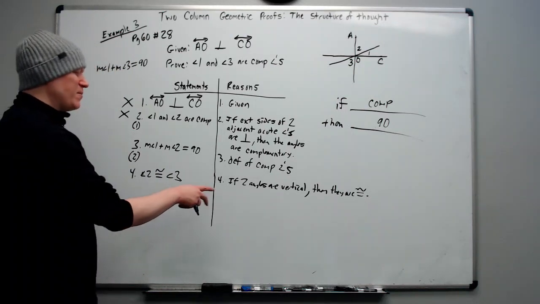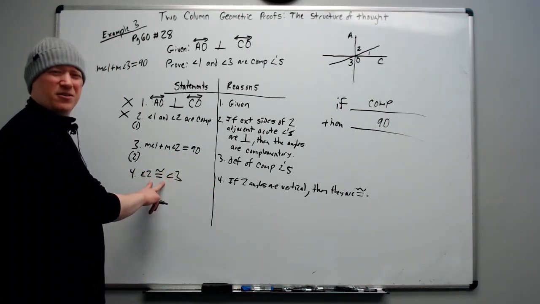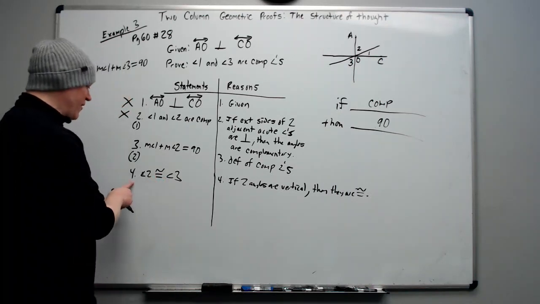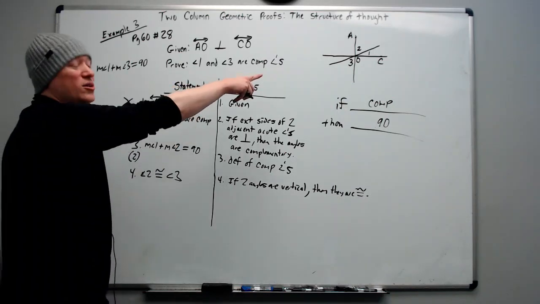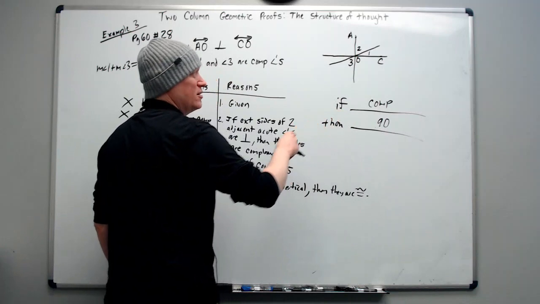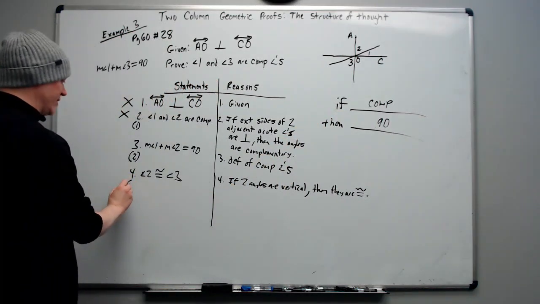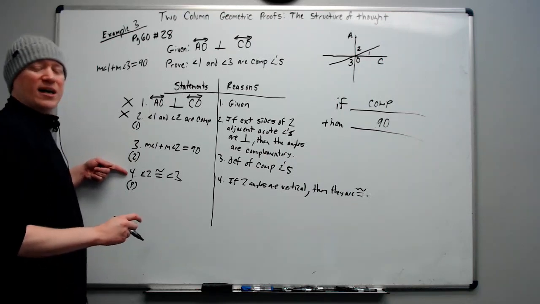So, is it because the measure of 1 and 2 is 90 that 2 and 3 are congruent? No. That's why 4 does not rely on step 3. What does it rely on? Only the picture. The picture is what tells us that two angles are vertical. And so based on that, we'll put a little p underneath the 4, which means we now have two unused statements.